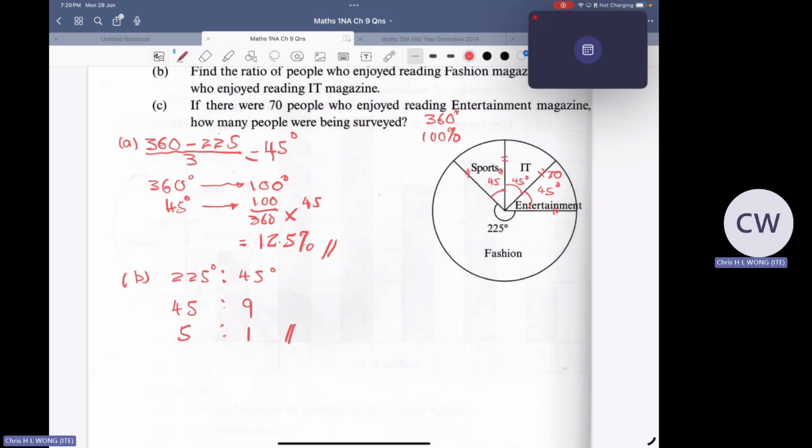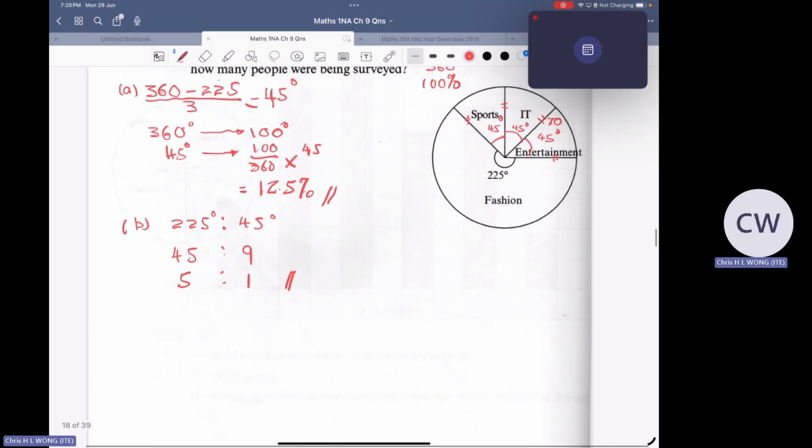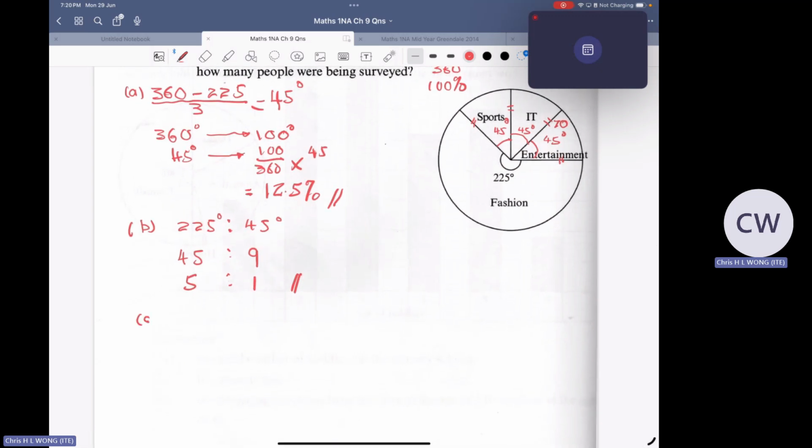So, see, you write down first: 45 degrees for entertainment, 45 degrees gives you 70 people. They ask me how many people are being surveyed. The number of people being surveyed is the whole circle. The people who are being interviewed for sports, IT, entertainment, fashion. These are the whole group of people that have been interviewed, which you're supposed to find. You know 45 is 70. All you need to find is 360 degrees. How many people are there?